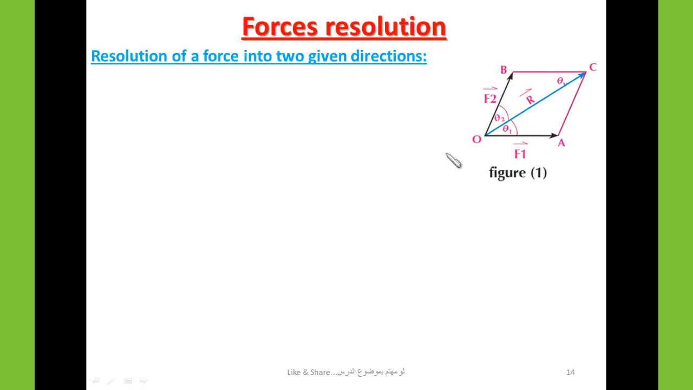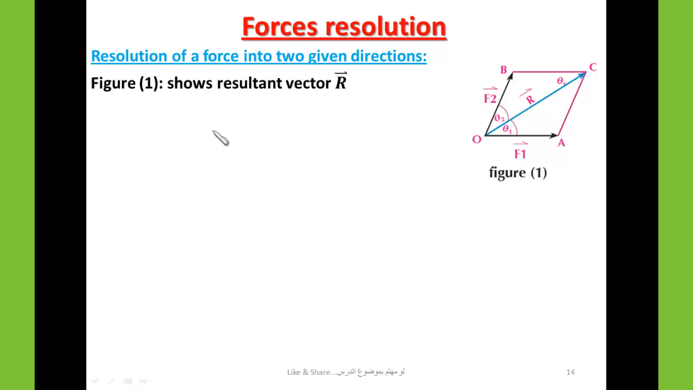We have the force R, the resultant force, and we want to resolve this force into two components, F1 and F2, such that R is inclined with an angle of measure θ1 with F1, and R is inclined with an angle of measure θ2 with F2. The required is to find the magnitude of F1 and the magnitude of F2 as follows.